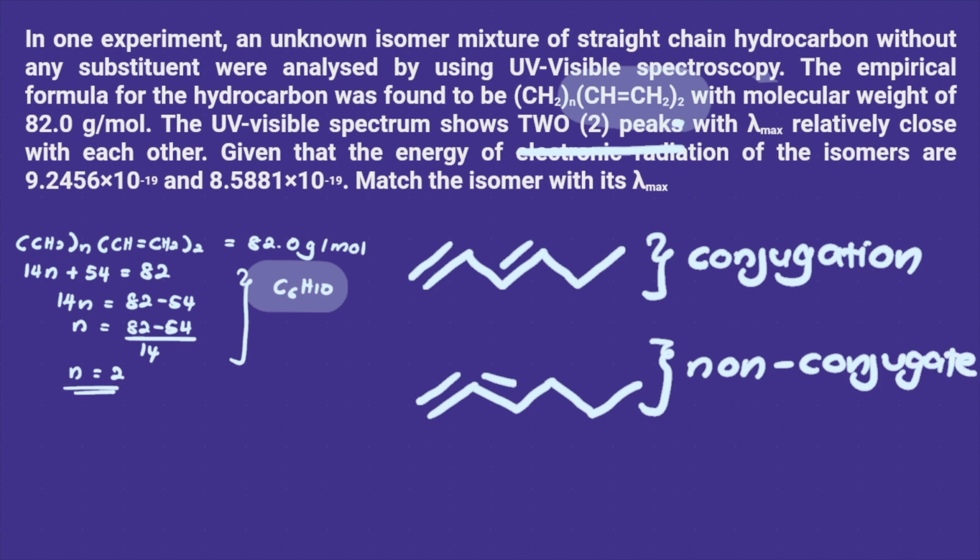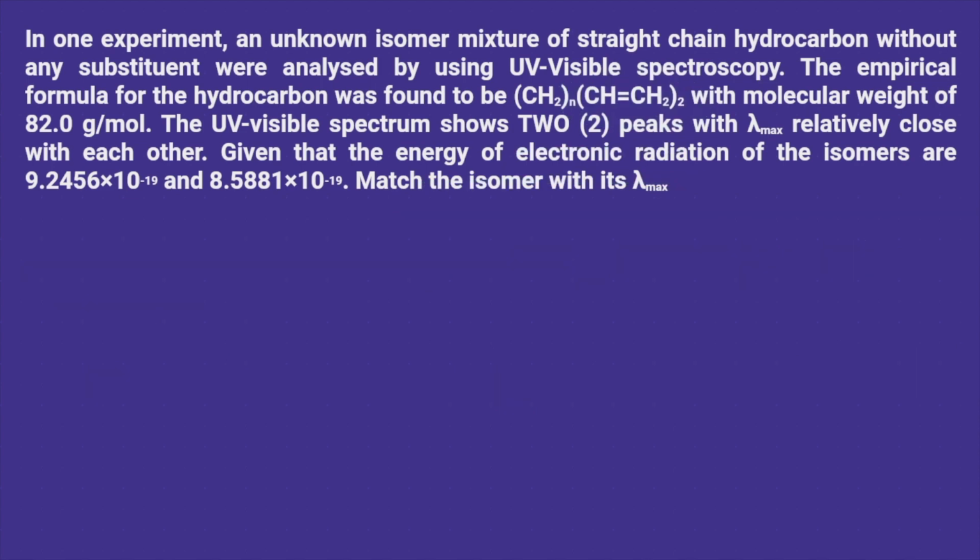Right, so you were asked to match the isomer with its lambda max, but you were not given its lambda max, but instead you were given the energy of electronic radiation. So you have done the first part of the question, but still you need to find the lambda max. In the question you were given two different energies, and from these energies you can find the lambda max. So the formula we are going to use is: energy is equivalent to the Planck constant times the speed of light divided by lambda, the wavelength.